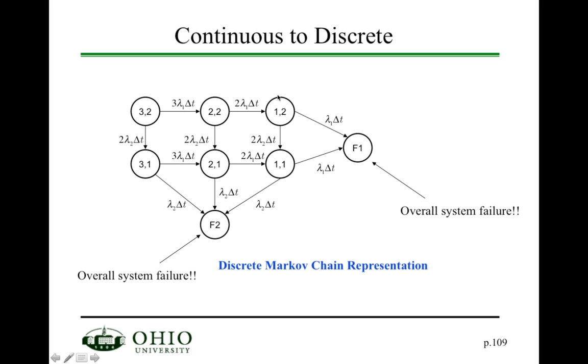And then, if you take our previous example with the 2 buses and 3 processors, I can transition that fairly easily from continuous to discrete by post-multiplying by delta t. What I, of course, forgot in this are the arrows that go from 3,2 to 3,2, from 2,2 to 2,2, from 1,2 back to 1,2, etc., etc.